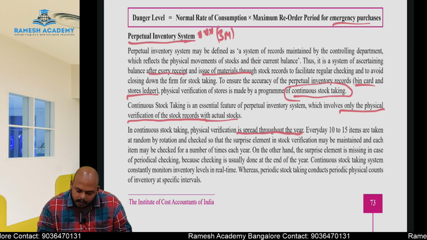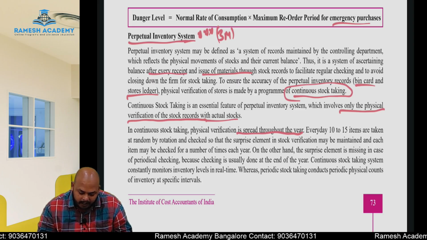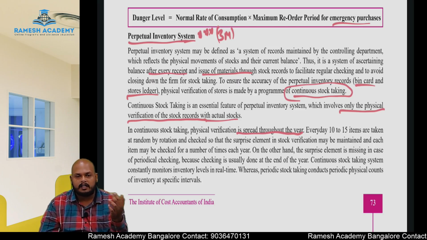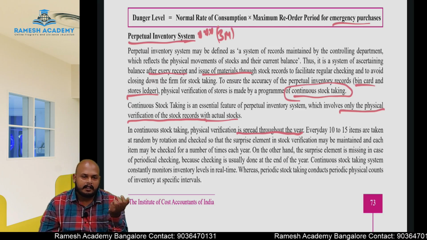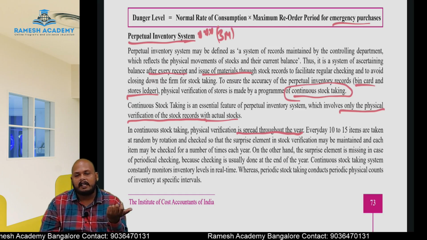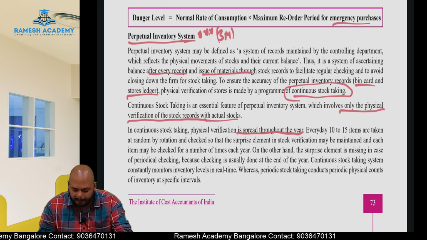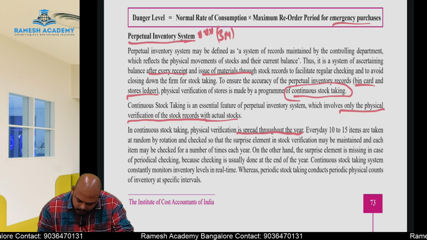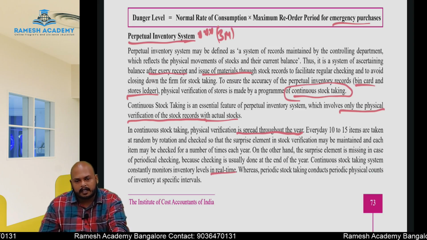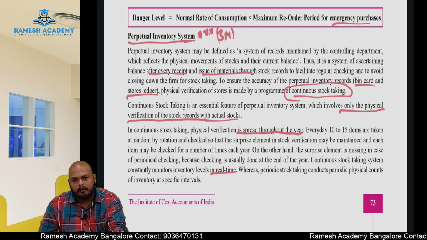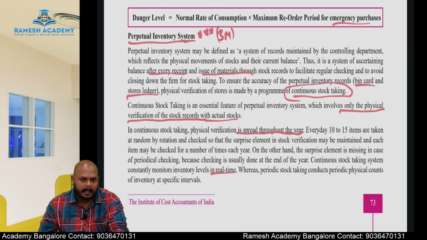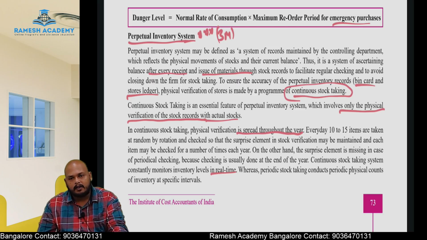On the other hand, the surprise element is missing in the case of periodical checking. In periodical checking, they will verify the stock on a periodical basis, like half yearly, quarterly, yearly. If they are verifying the stock periodically, there is a chance that they cannot identify the frauds and errors which are happening in the organization. Continuous stock taking constantly monitors inventory levels in real time. When they are verifying stock levels on a continuous basis, today the auditor will come and check which item, no one knows. That is the reason no one will take any risk for fraudulent activities. Why? Because we don't know which item the auditor will check.